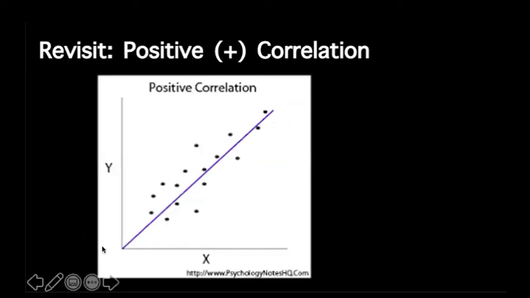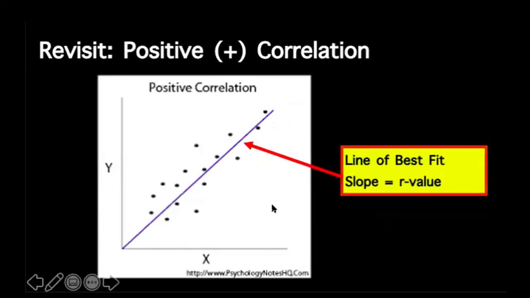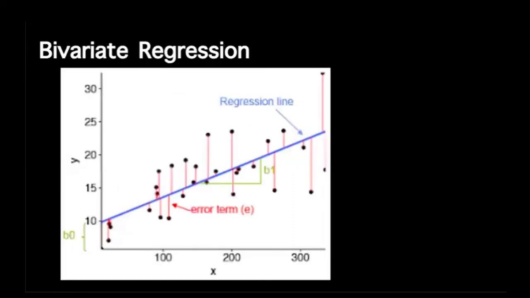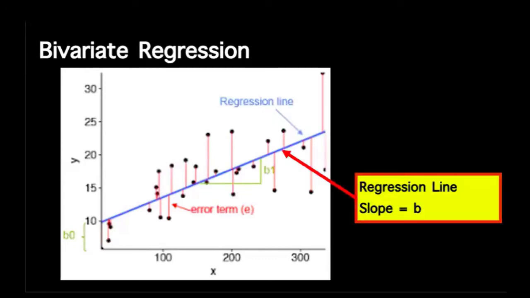Okay. So again, we're looking at a positive correlation in this picture. Correlation, remember we said the line of best fit slope is represented by the actual correlation value. Okay. When we look at a regression, the slope is B. So I pound it out again because it always gets confused in the semesters.